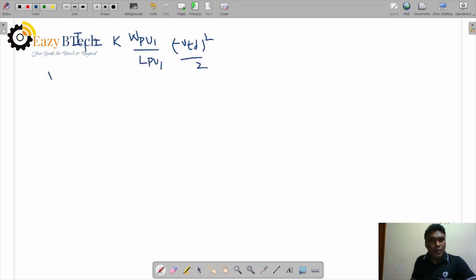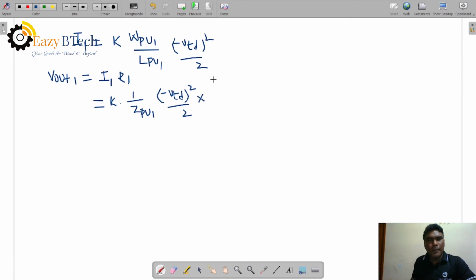Now let us find out V out 1. V out 1 is equal to I1 into R1. So what is I1 here? I can write this as K into 1 by Z pull up 1 into (minus VTD) whole square by 2, into, so what is the R1?